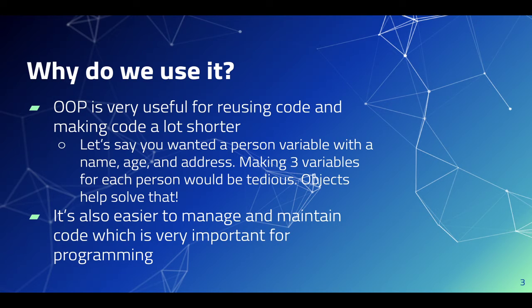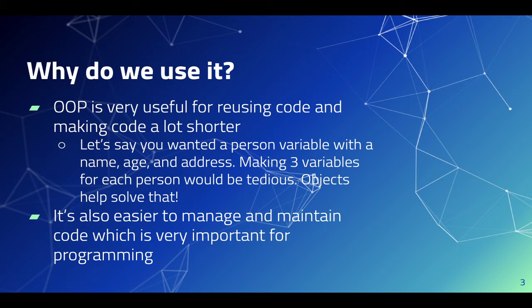If we had, let's say, one person, making three variables, one for their name, age, and address, would be fairly simple. However, if we had, let's say, 100 people, making 300 individual variables would be tedious. You could potentially use an array, but you would still have three different arrays for three different variables, each of them having a size 100. But there should definitely be an easier way to represent this data, and there is.